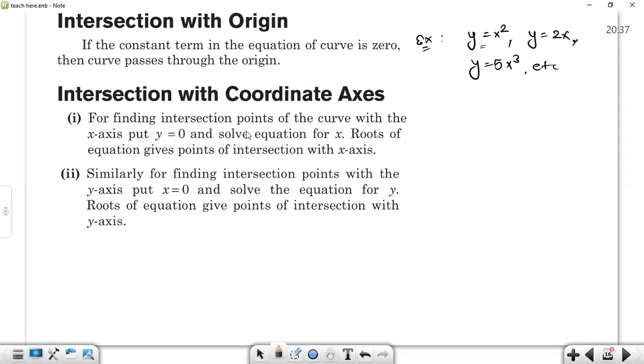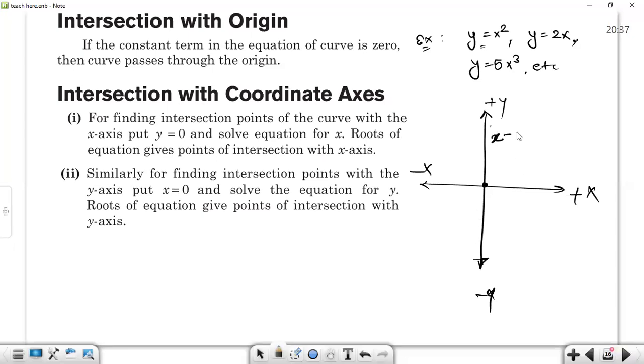Intersection with coordinate axes. Simple. If you have to find the intersection of any curve with the y-axis, then simply do this. What is the equation of the y-axis? It's a straight line. Here one thing is common throughout the y-axis, that x equals 0. So this is the equation of the y-axis. And for the x-axis, the value of y is 0, right? So this is the equation of the x-axis, simply.